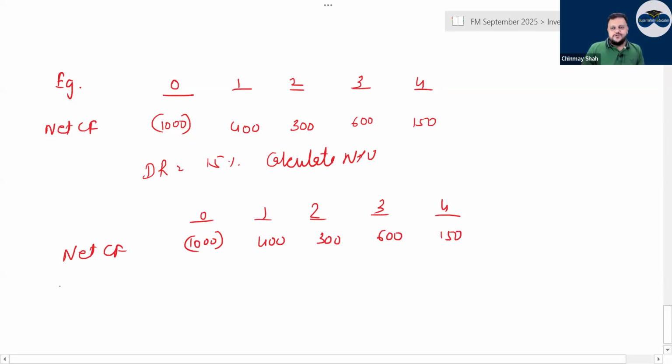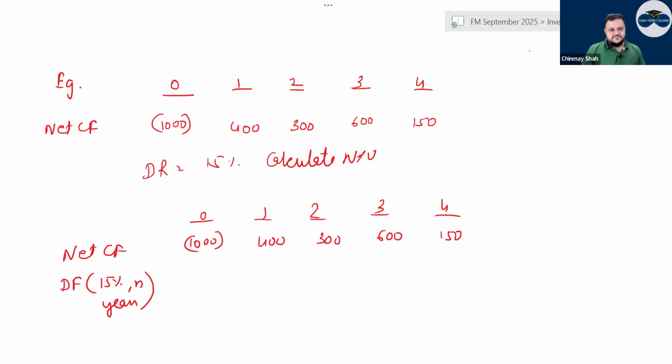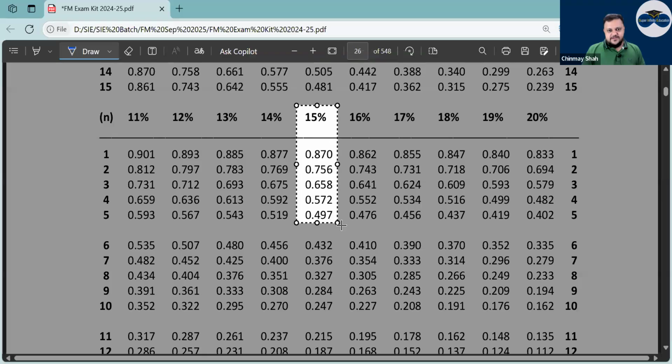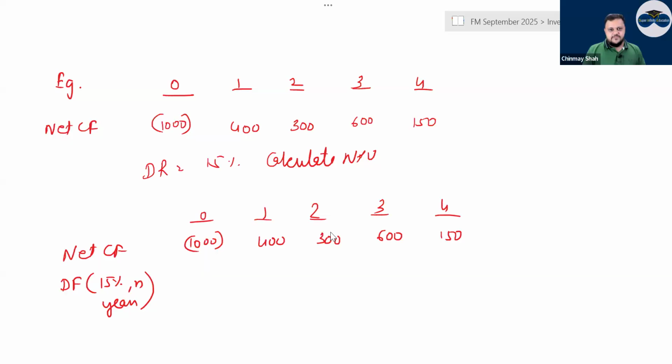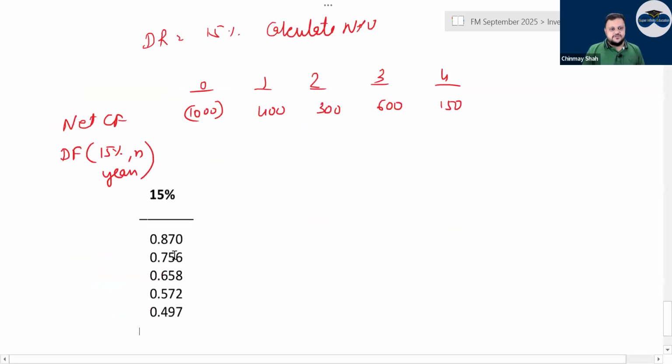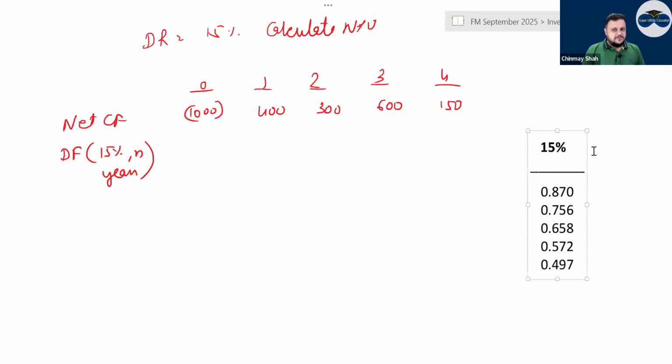Correct? Then I will do what? Tell me, if I write discounting factor 15%, comma, n years, will it work with you? Now the most important point. See, in the first year you put a discounting factor. Now see, 15%, come. I'll take the discounting factors from the discounting table. My question to you is very simple and straightforward. Can you see the discounting table? Look, come to the discounting table as well.